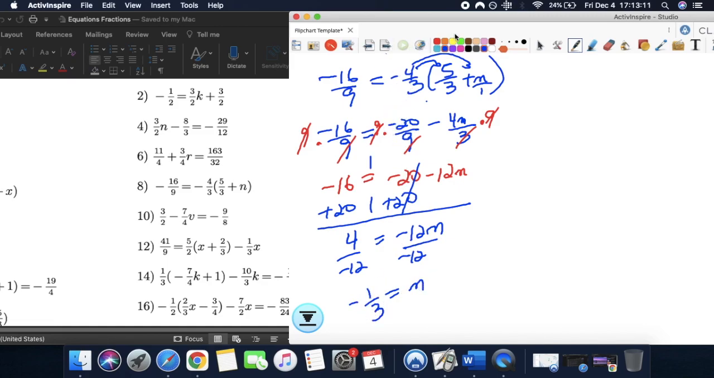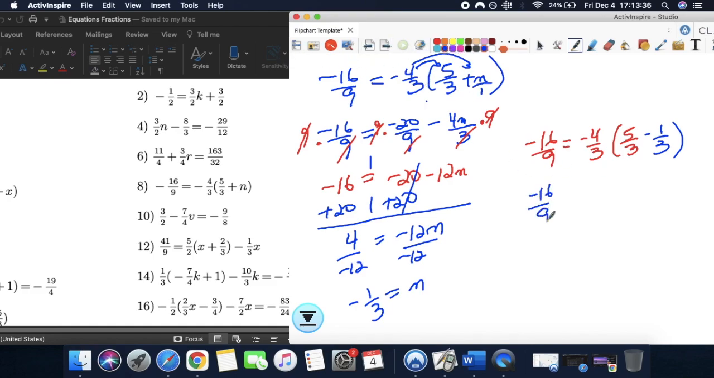All right, so let's go back to the original equation and substitute. So I have negative 16 over 9 equals negative 4/3 times 5/3 plus 1/3 plus n, right? So instead of writing plus negative 1/3, I'm just going to write, let me just change colors and indicate this is my substitution. Okay, so now we can solve and see if left side equals right side.